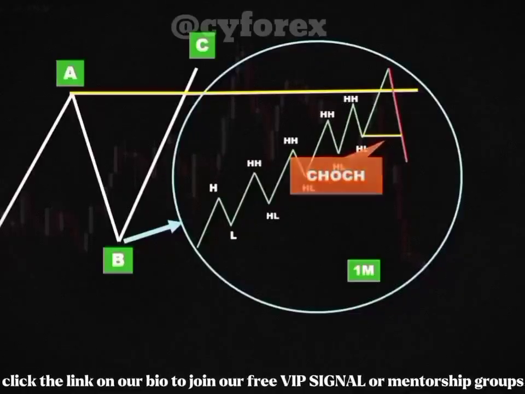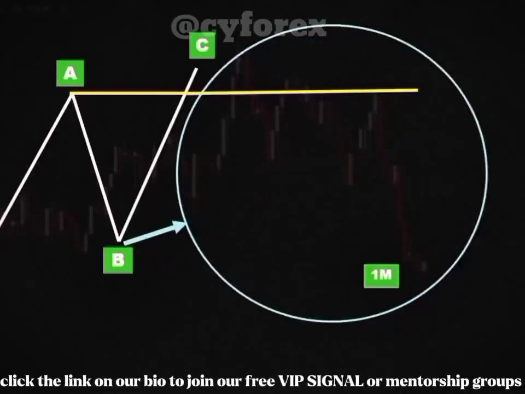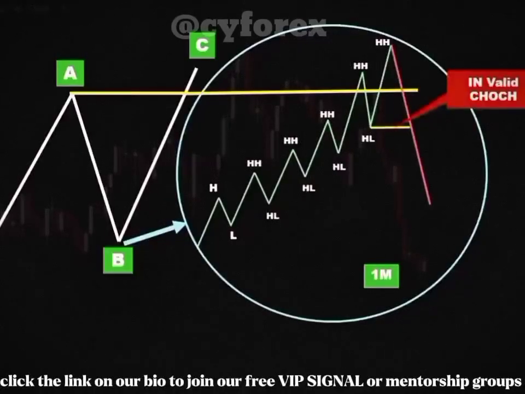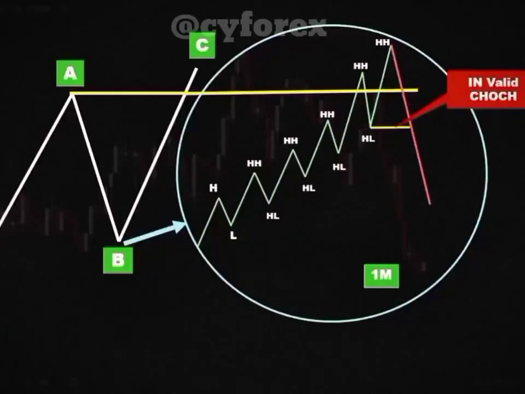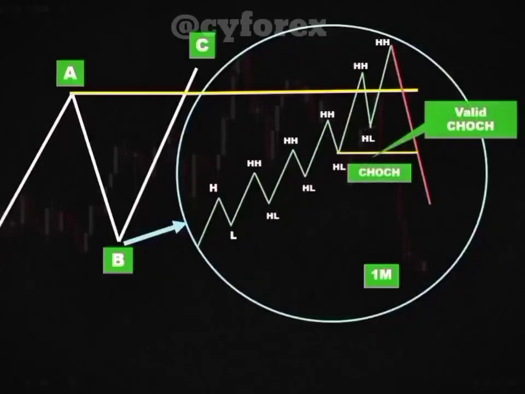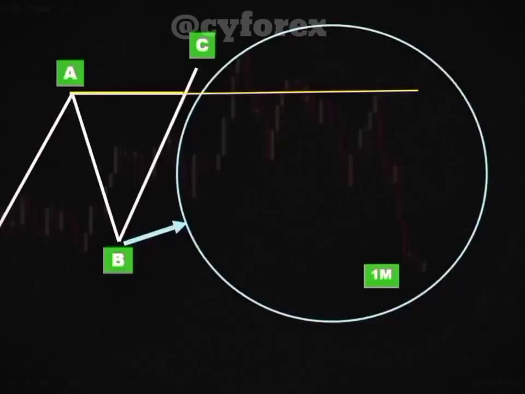However, suppose price created a structure like this on the lower time frame. In that case, this change of character is not valid because this structure, which is broken, does not belong to the wave that has swept the liquidity and was created after liquidity sweeping. So to have a valid change of character, price must break this structure, which is made before a liquidity sweep movement. Let's see another possible scenario.